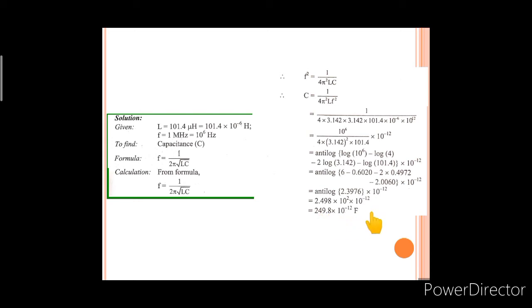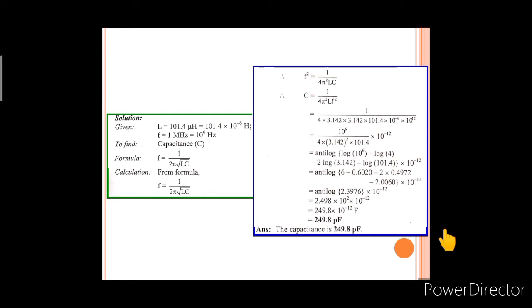249.8 into 10 raised to minus 12 farad, and this 10 raised to minus 12 is nothing but we can express as pico. So here the value of the capacitance we are getting as 249.8 picofarad, and finally we can give our answer. The capacitance is 249.8 picofarad.